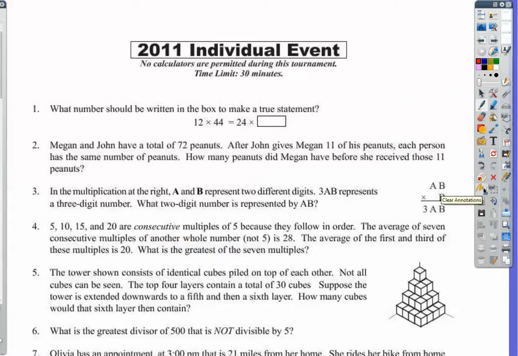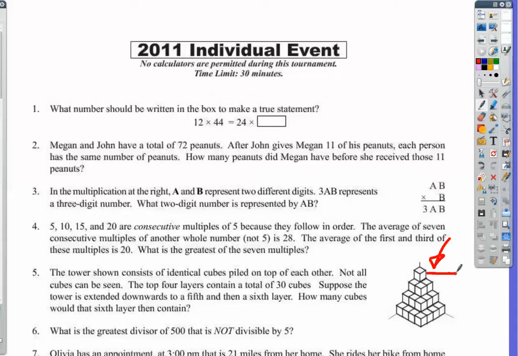All right, 5. The tower of identical cubes is stacked onto one another. Not all the cubes can be seen. The top 4 layers contain a total of 30 cubes. Suppose that the tower is extended downwards to a 5th and 6th layer. How many cubes are on the 6th layer?